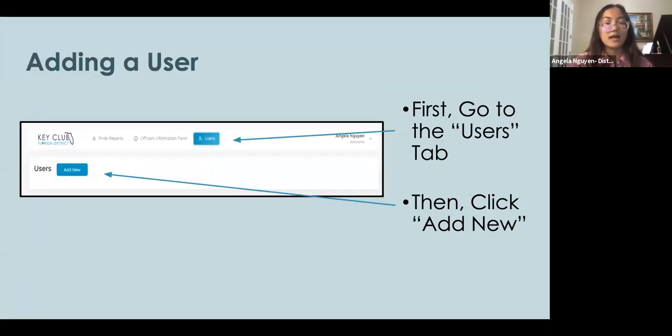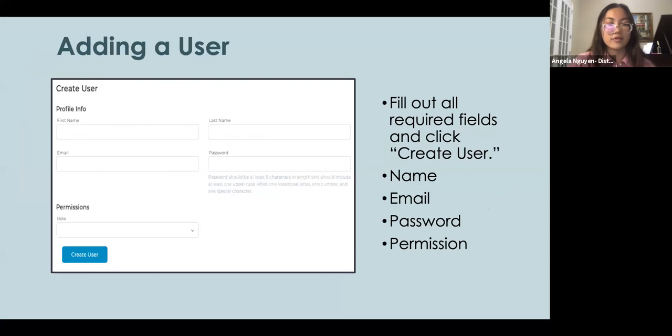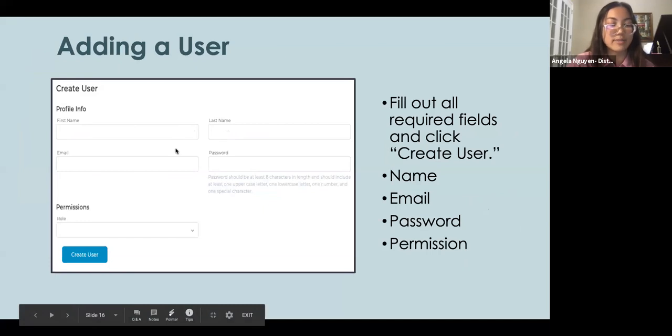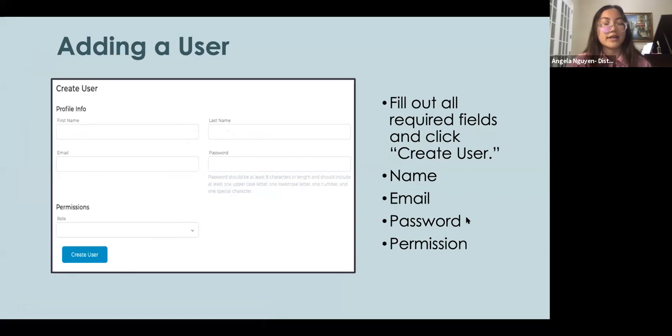Okay. Then to add a user, you would go to the users tab and click add new. And then from here, you can fill out the required fields such as first name, last name, email, and password, and also the role. So the role will be either club admin or something similar. You just want to make sure that your advisor is putting in the right information for you. And once again, if you have trouble adding a user or creating an account, you can always contact me at secretary@floridakeyclub.org.